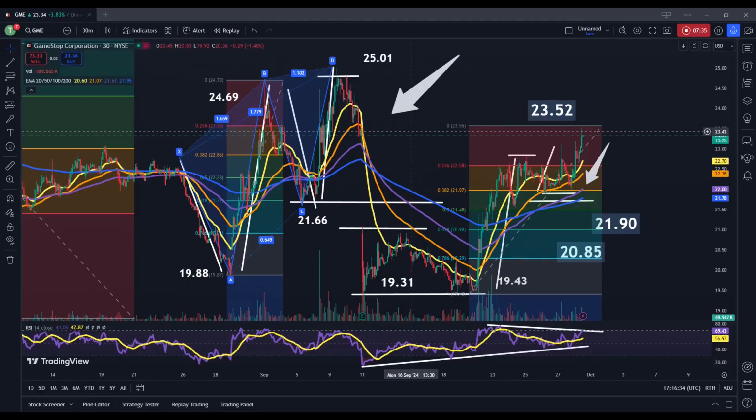So here's the current stock market update for GameStop Corporation, stock ticker GME.